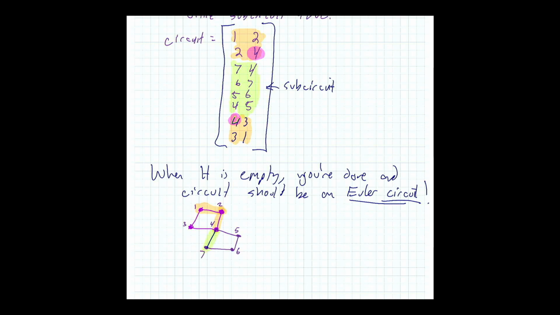We're at 7. Continue on. 7 to 6 or 6 to 7, the way we wrote it. 6 to 7, 5 to 6, 4, 5. So we're back here. So far we went here to here to here to here to here to here to here. We're at 4. And then we go 4, 3.